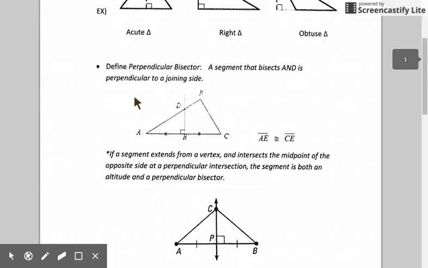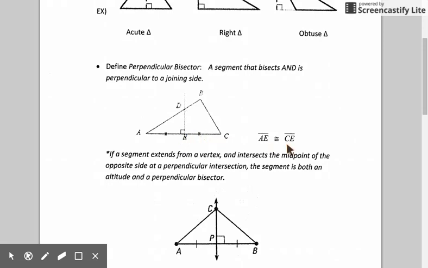Perpendicular bisectors are slightly different. They're going to be a segment that bisects a side of the triangle and is perpendicular to the opposite side. So they're different from an altitude in that they don't have to come from a vertex. So in order to draw a segment that's perpendicular to this side, bisecting or intersecting at the midpoint, I can't draw it from a vertex, and that's okay. It's just a perpendicular bisector as long as it's perpendicular and bisecting the opposite side. So perpendicular bisectors are going to intersect at a midpoint, and they're going to create two congruent smaller segments there.